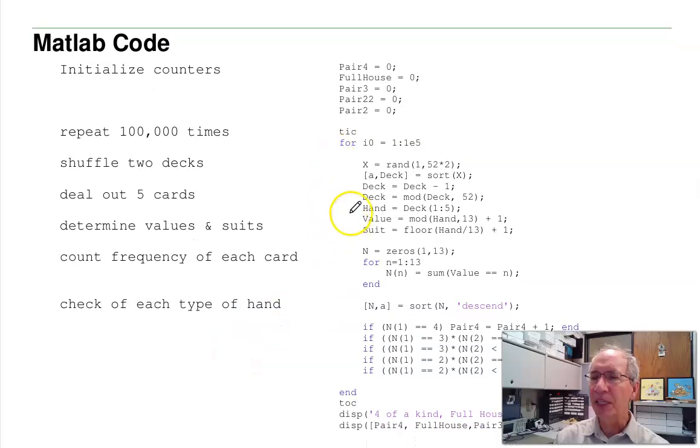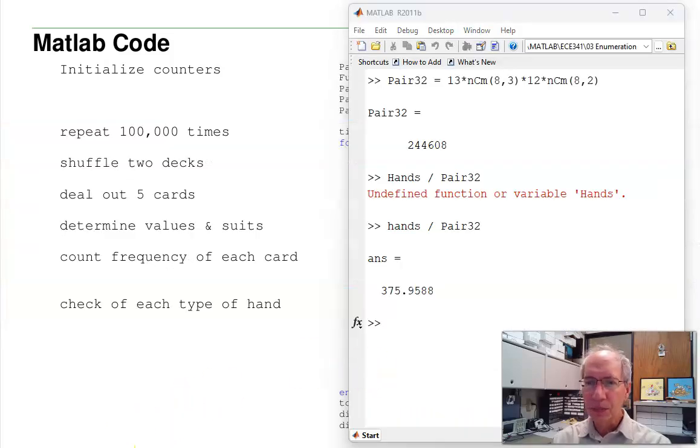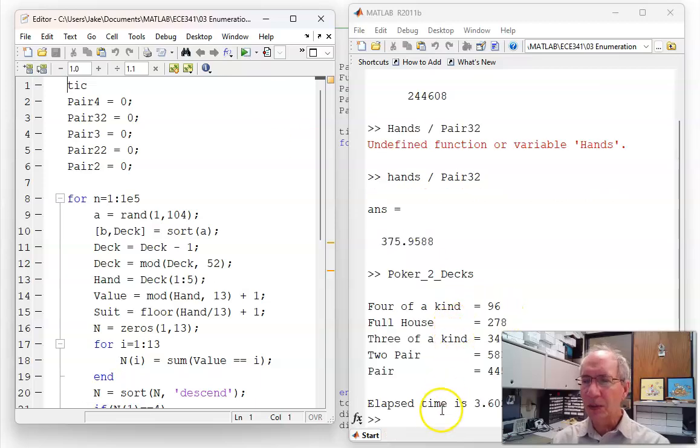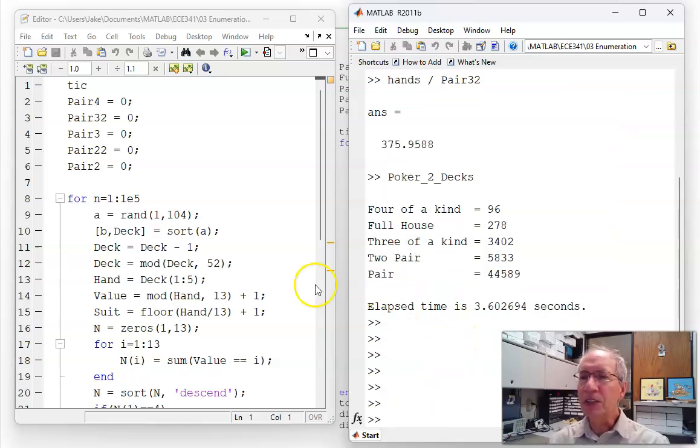So here's the entire MATLAB code. If I then run that, so here's what the code looks like. If I deal out 100,000 hands, it takes 3.6 seconds to run. And in 100,000 hands with 2 decks of cards, 104 card deck, I got 96 four-of-a-kinds, 278 full houses, and so on.